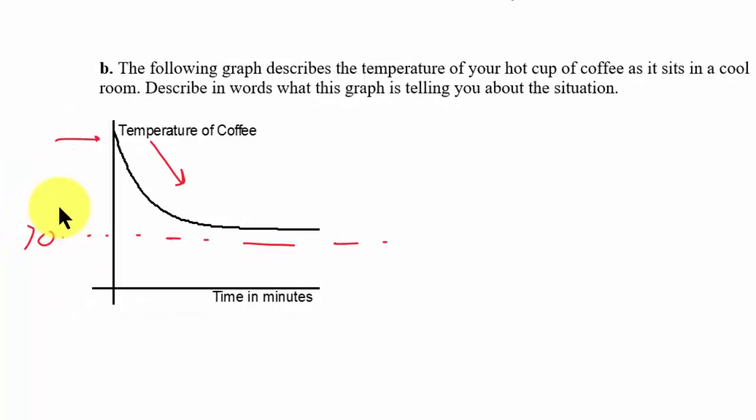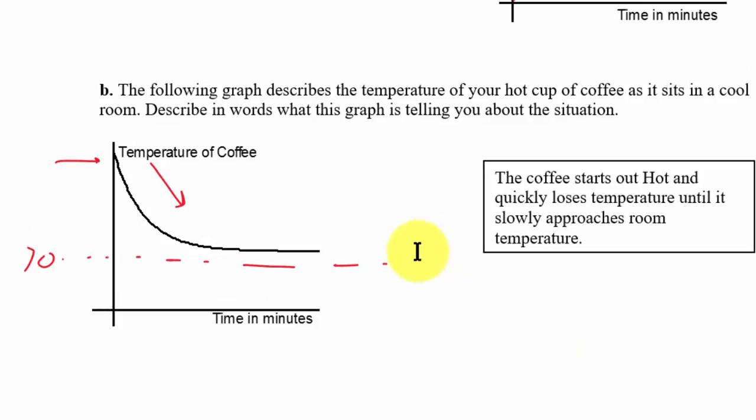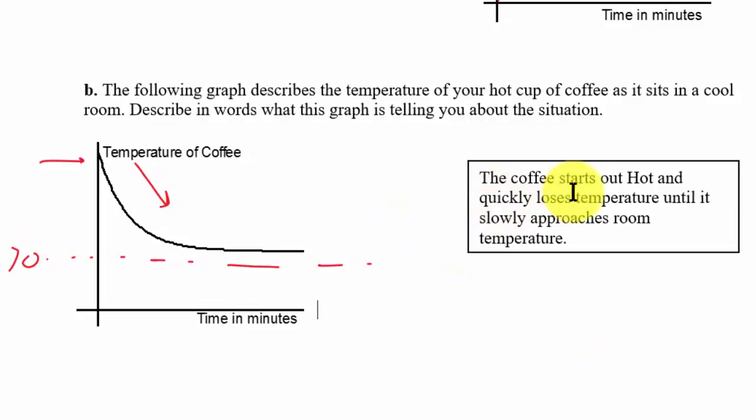I don't know how hot it is in your house, but the temperature of the coffee will not fall below room temperature, right? So if your house is 70 degrees, the coffee will fall to 70 degrees. So initially, you take your coffee out of the K-cup machine or whatever you have to make coffee. It starts out hot, it loses temperature pretty quickly, and then slowly approaches room temperature. So here's my little blurb, right? The coffee starts out hot, quickly loses temperature until it slowly approaches room temperature.